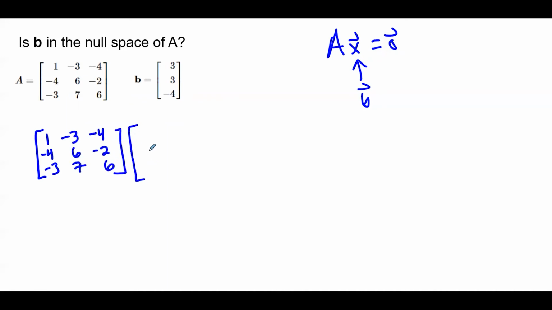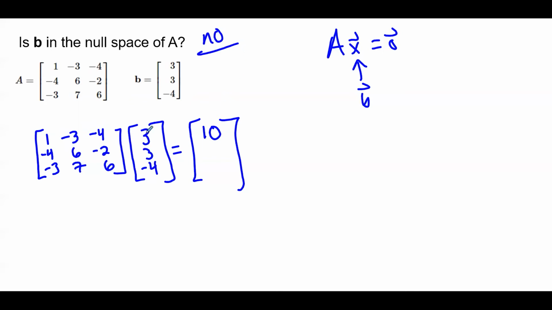So instead of augmenting and row reducing, I'm going to multiply them. So let's do the first row dotted with this column. So I get 3, -9, so that's -6, and 16. So I get 10 here. That's not 0. So I'm done. I know the answer to this is no. This B is not one of the solutions to AX equals 0, so it's not in the null space. It's not a vector that maps to 0.